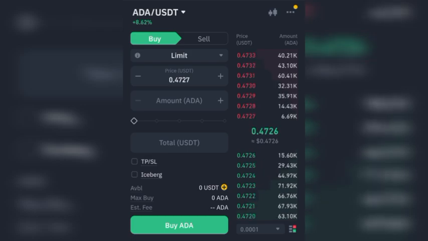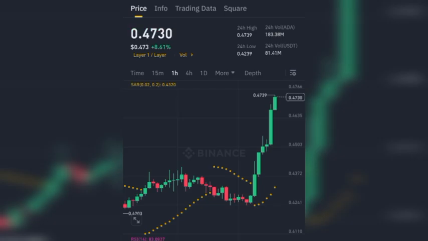Another place you can see that is when you go to the chart. You will see that in the depth. Oh my God, look at this. This coin is skyrocketing. Can you see?